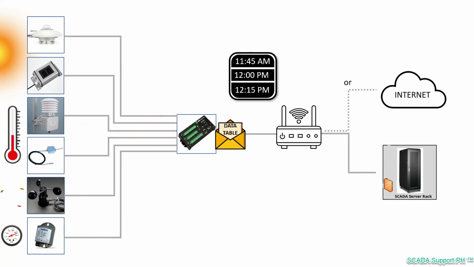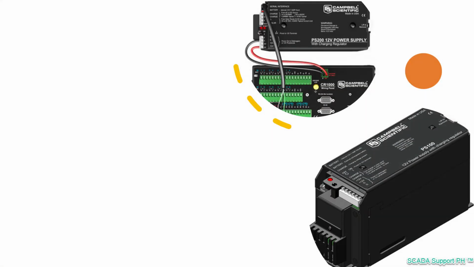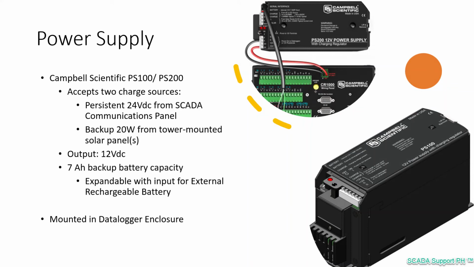Again, the data collection can either be 1 minute, 5 minutes, depending on the interval collection that was indicated on the preloaded program. The use case that we have here is on a 15-minute data resolution or data collection interval. For the data logger mentioned previously, and the need for an uninterrupted data collection, it should have a dedicated power supply. Here we have the PS100 and PS200.